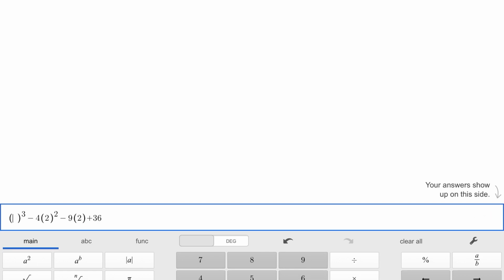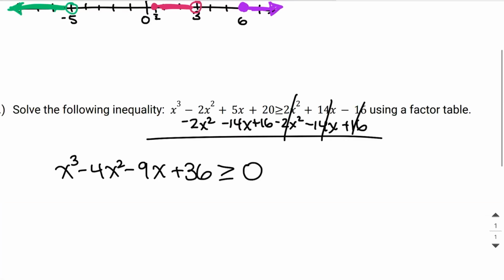3 is a factor of 36. So I'll try 3. I'll put a 3 in here, and I'll put another 3 in here. And when I do that, look at that, I get a remainder of 0. So that means that when I plug in 3, it will work. So that tells me that x minus 3 is the factor. So here we can say f of 3 equals 0. So therefore, x minus 3 is a factor.